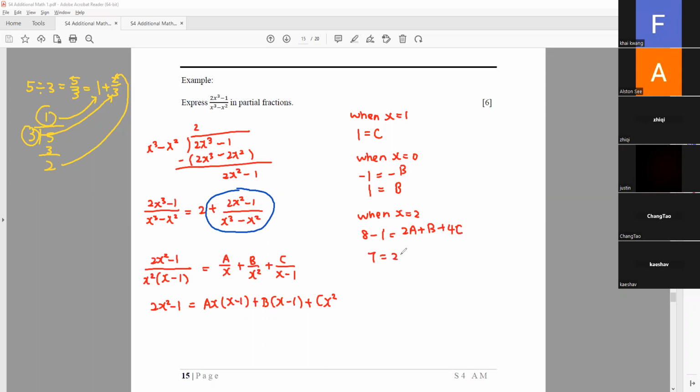So you know what b is? b is 1. c is 1 also. So 2a equals 2. Okay, once you do it, you remember to conclude. Therefore, this over x cubed minus x squared is equal to, remember to put in the 2, 2 plus 1 over x plus 1 over x squared plus 1 over x minus 1. So nice.